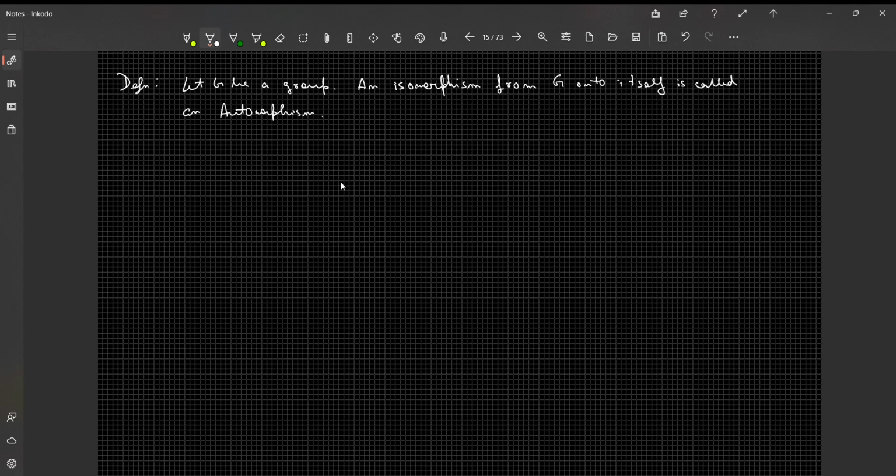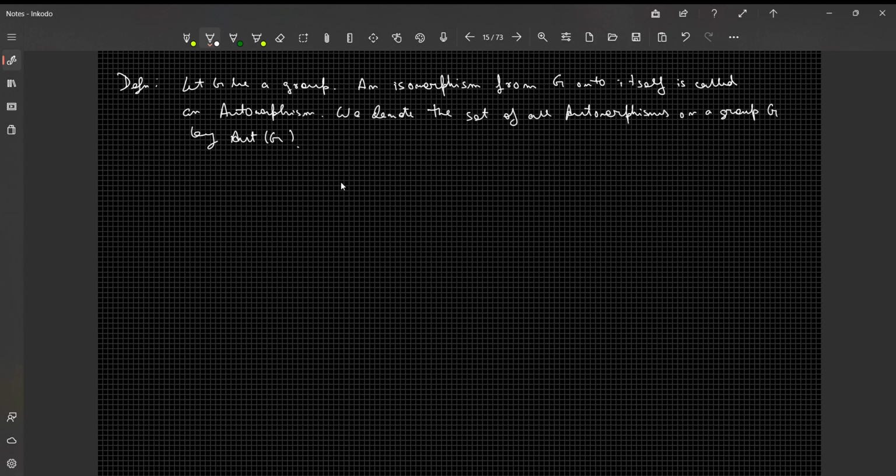We denote the set of all automorphisms on a group G by Aut(G).